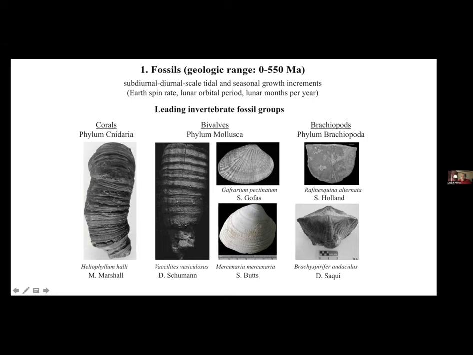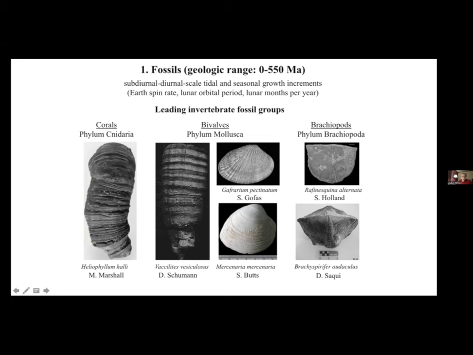Invertebrates, you know, are the ones that don't have vertebrae. And the three leading groups are the corals and the bivalves and the brachiopods. So in particular, it was discovered that the solitary corals that existed prior to 250 million years ago showed the best signatures, and I'll show you some later.